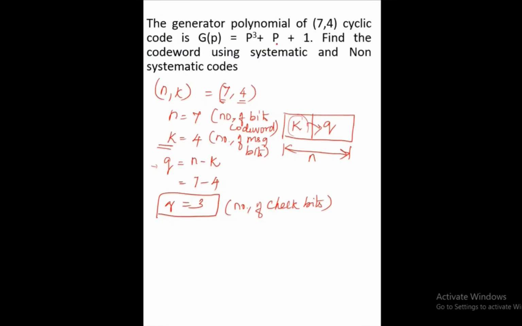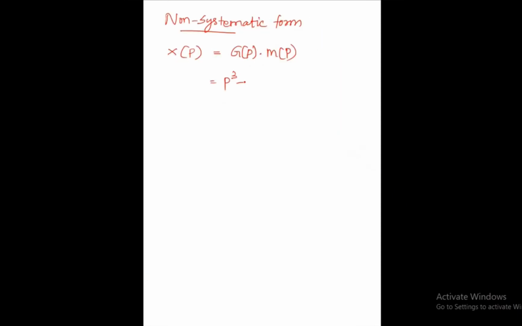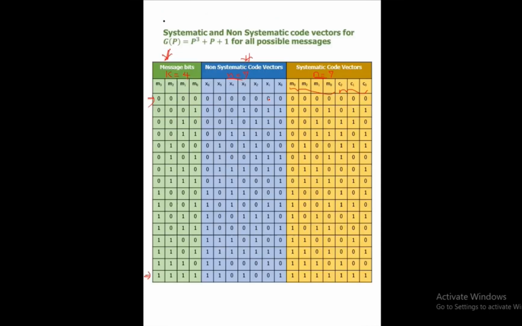First, let us discuss the non-systematic form. The non-systematic form will not follow any rule. The formula to calculate the code word is: x of p is your code word polynomial, which you calculate by multiplying g of p and m of p. g of p will be given in your question: p cube plus p plus 1. Only this m of p value will vary. For each message vector you have a separate polynomial, and similarly each message sequence has a different polynomial.